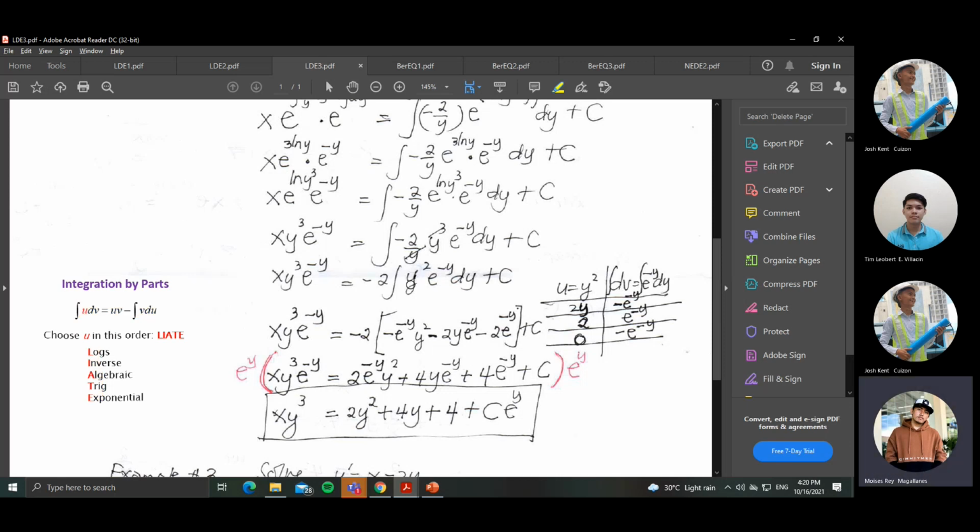Since our y is under the algebraic and our e is under the exponential. Oops. So our u here is the y. The order is whichever comes first is your u. So our u is y squared on the left side, and our dv is the integral of e raised to the power of y dy.